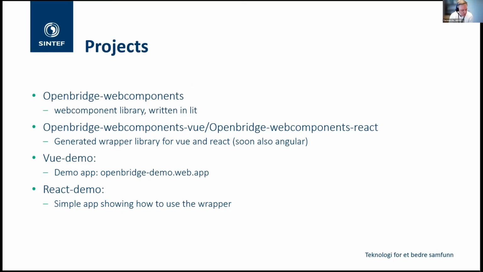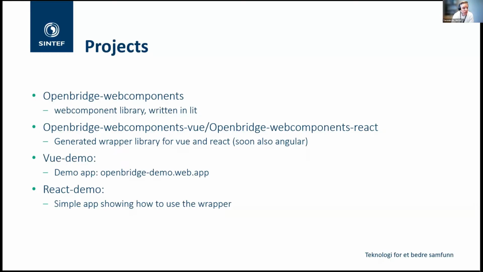So I'll go straight into the details. In this talk, I will be talking about many different projects, which are in the same GitHub repository. So that's just to clarify. Here are the different projects. The main project is OpenBridge Web Components. That's the web component library written in Lit.